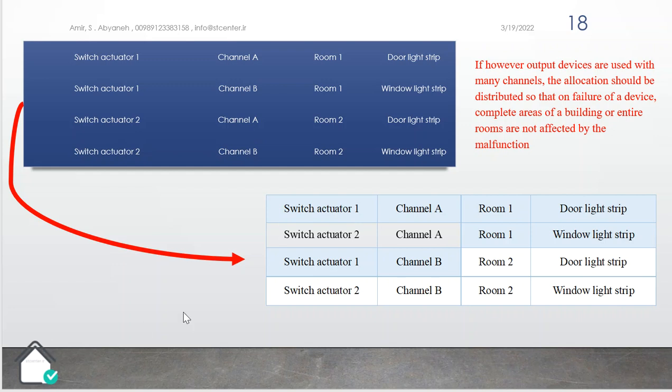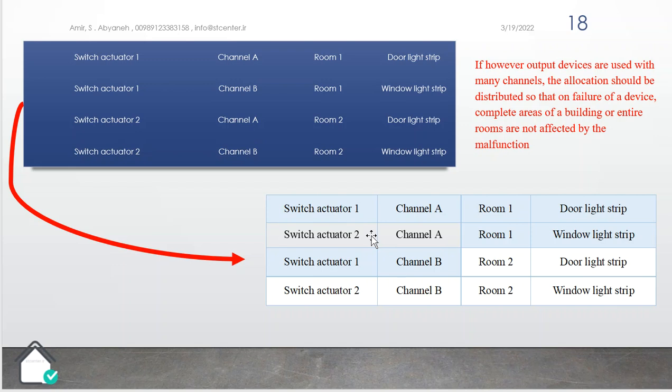We only control one light in a room, and for the other light in a room we use the second output of that switch actuator. Okay, so it means if we lose one of the switch actuators, still our rooms are not dark because the second one is working.